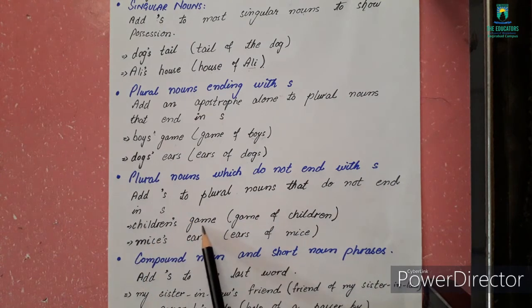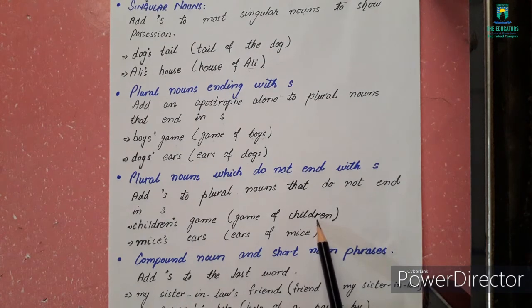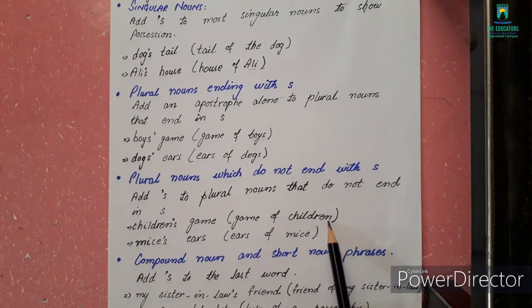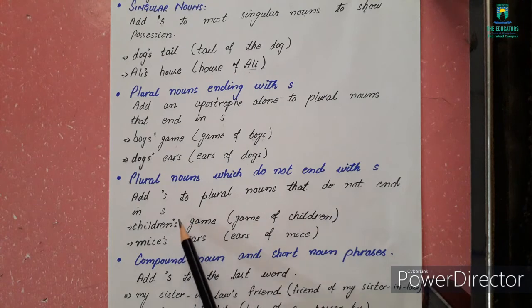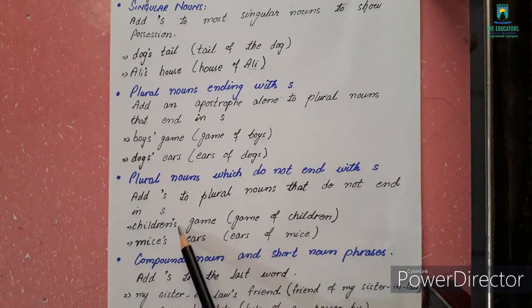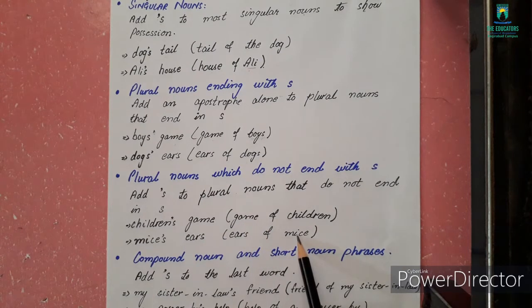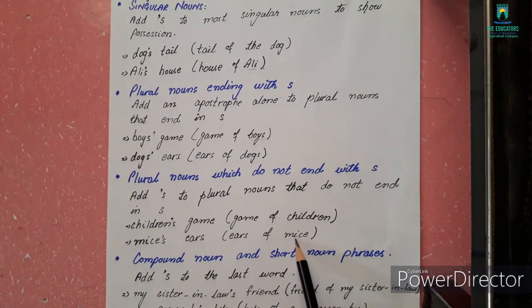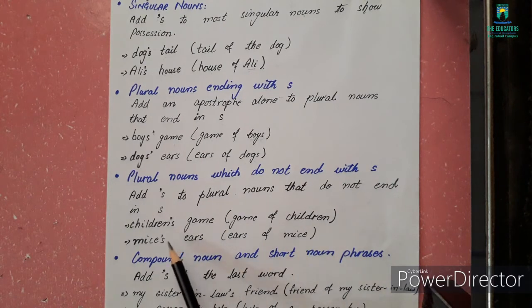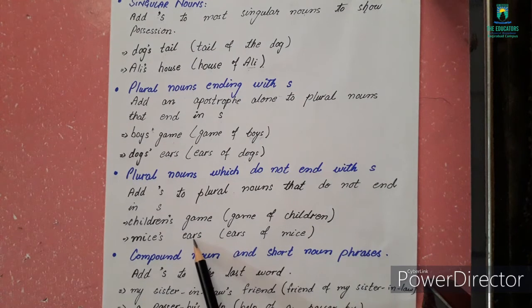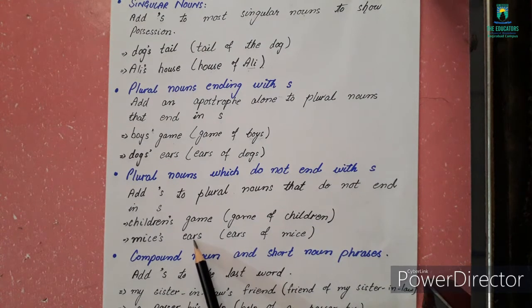Children's game, game of children. Now children here is a plural noun and it is not ending with s, so in possessives I write apostrophe s: children's game. Ears of mice. Now this mice is plural and it is not ending with s, so I have added apostrophe s: mice's ears. Understand?